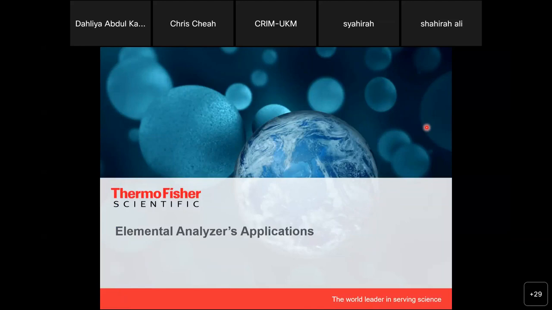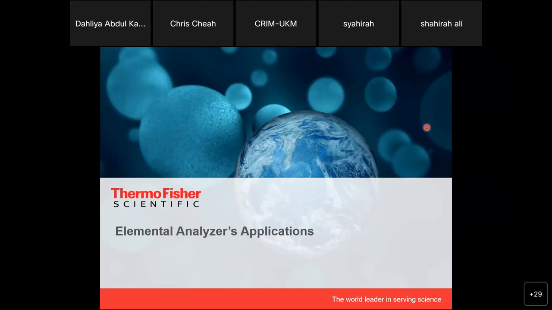So the last part of our discussion today will be focusing on application. For the elemental analyzer, there are a lot of applications that can be done, but I will try to pick those that are quite interesting and will expand your horizon on how this analytical method can be used, not only in research but also in the applied market.